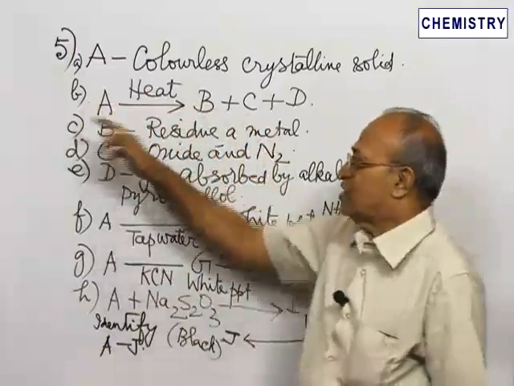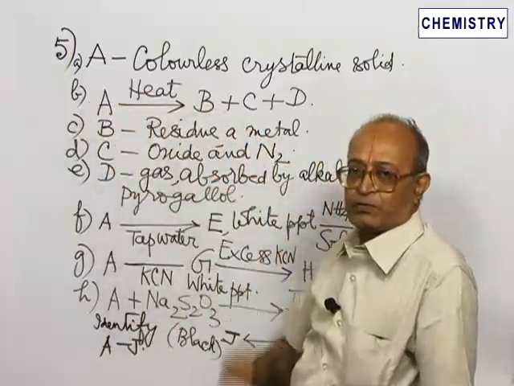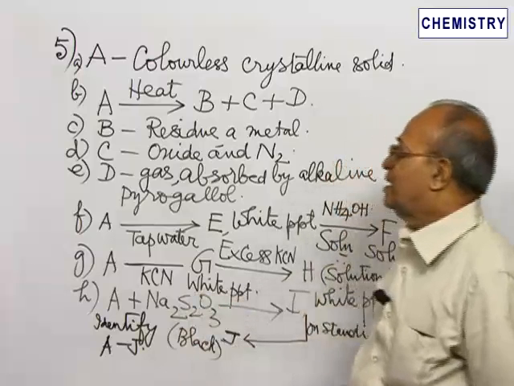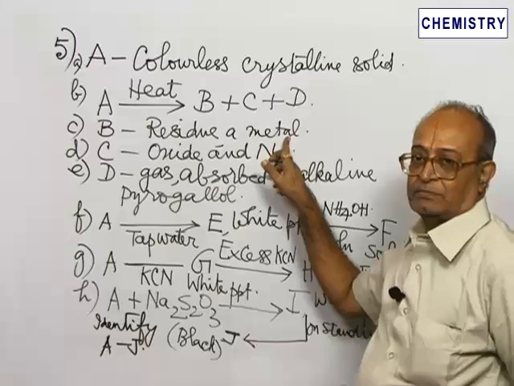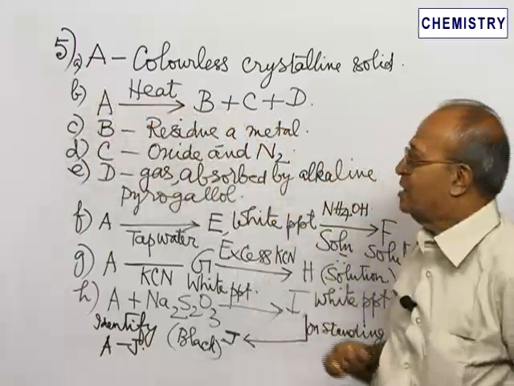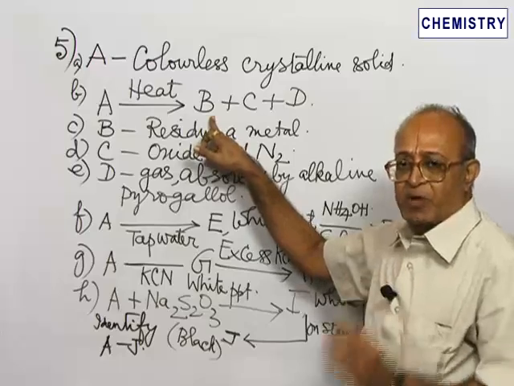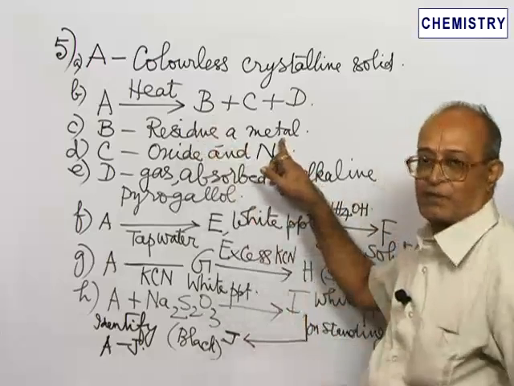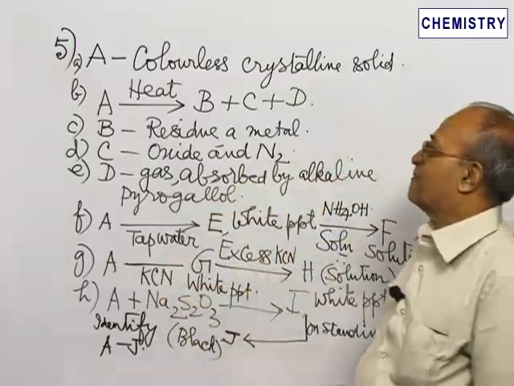All right, come to C. One of the products B, it is a residue. Residue means it is a solid. And it is also mentioned this residue B is a metal. So, come to B. When the salt is heated, it gives rise to B, which is a residue. This B is not a compound of that metal, but it is the metal itself. So, here is an indication. B is a metal. All right.